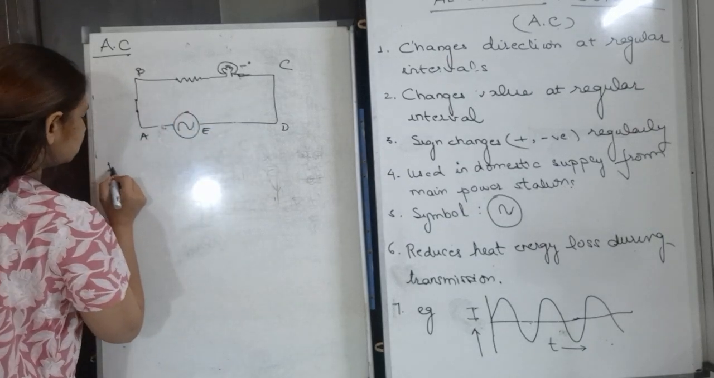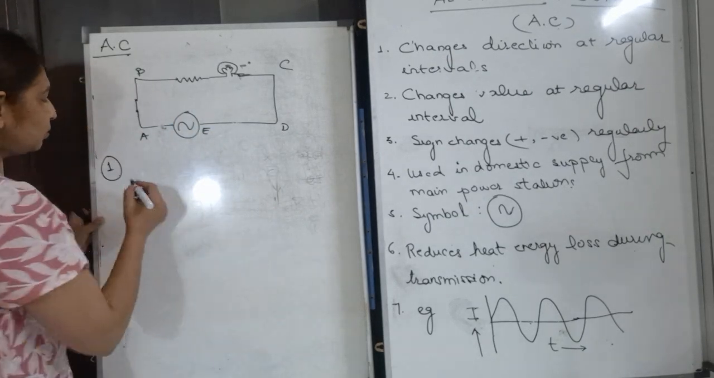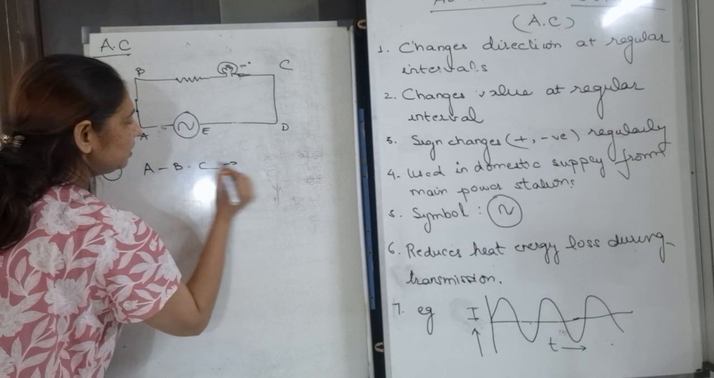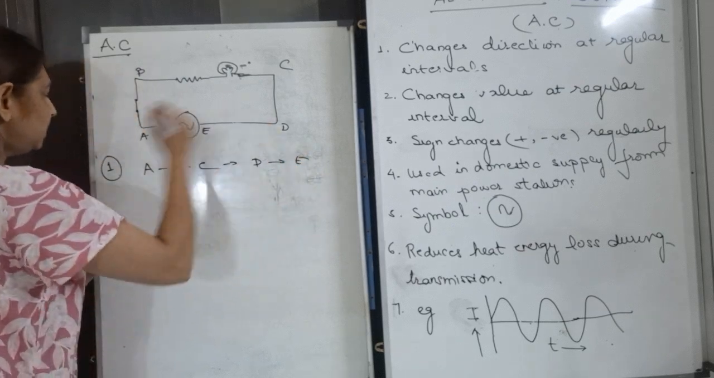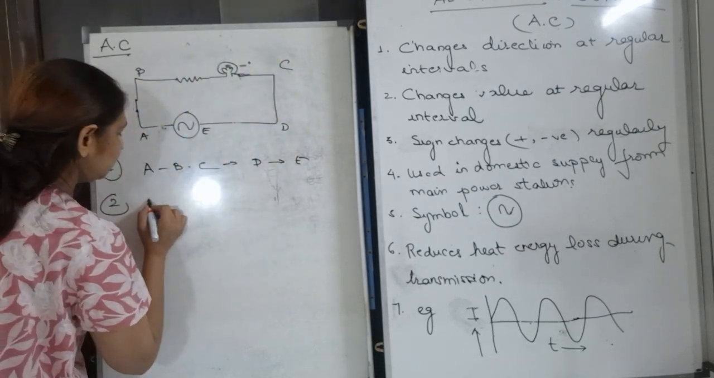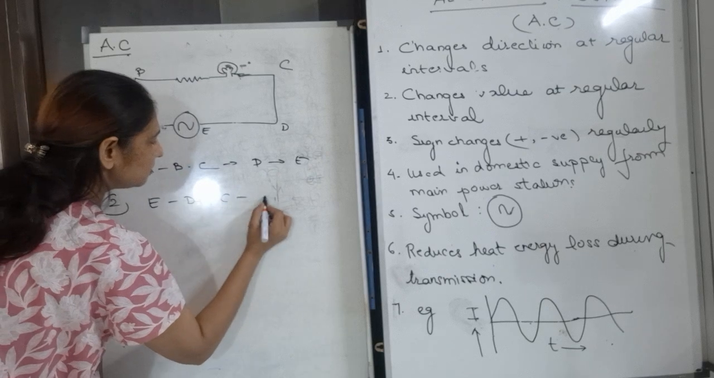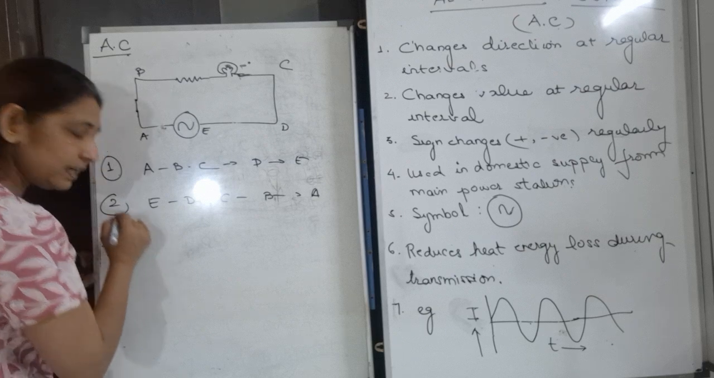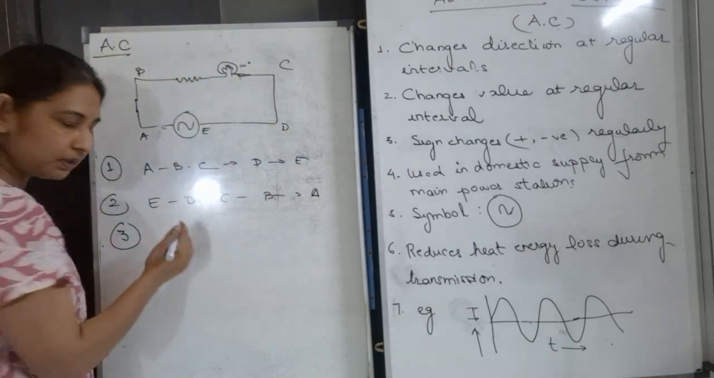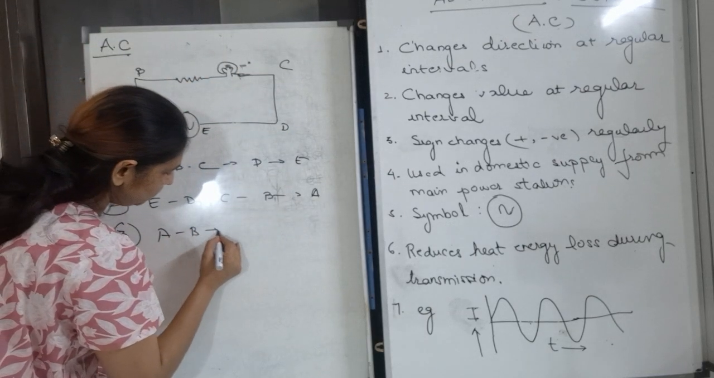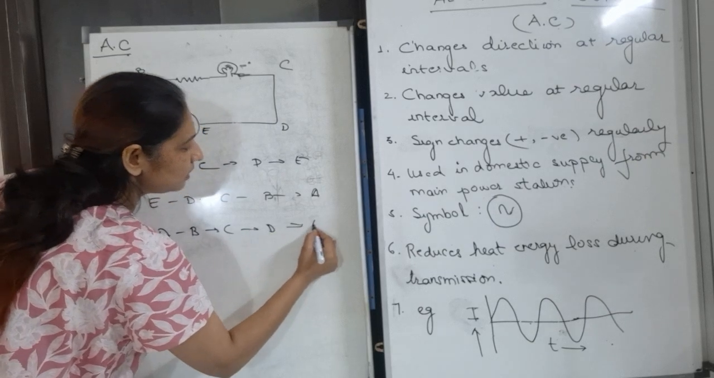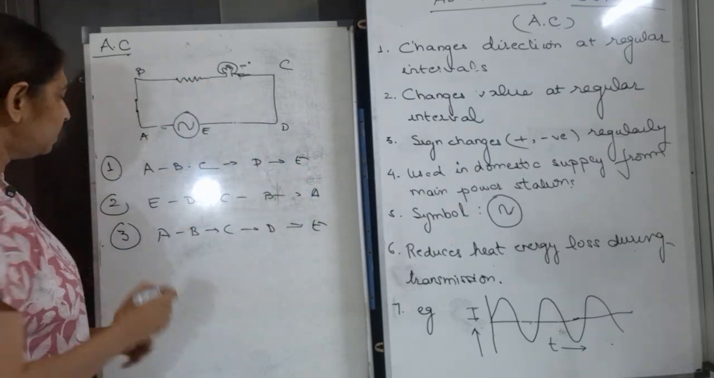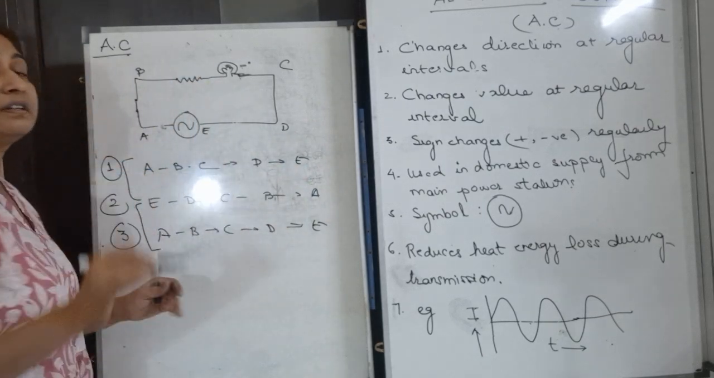So for the first cycle, and these are called cycles, the first cycle may be A to B to C to D to E. Then in the second cycle, it will go from E to D like this. Then in the next cycle, again start from A to B to C to D to E. And this will keep repeating over the entire time. Now this happens over regular intervals.